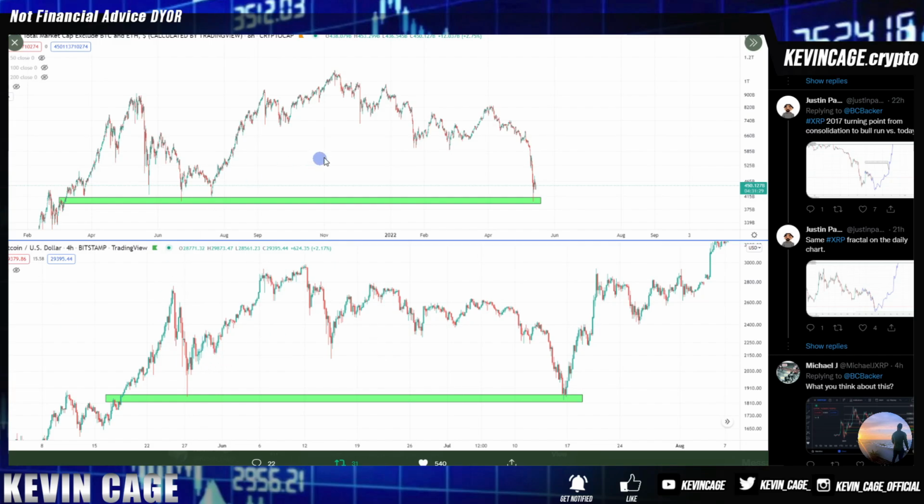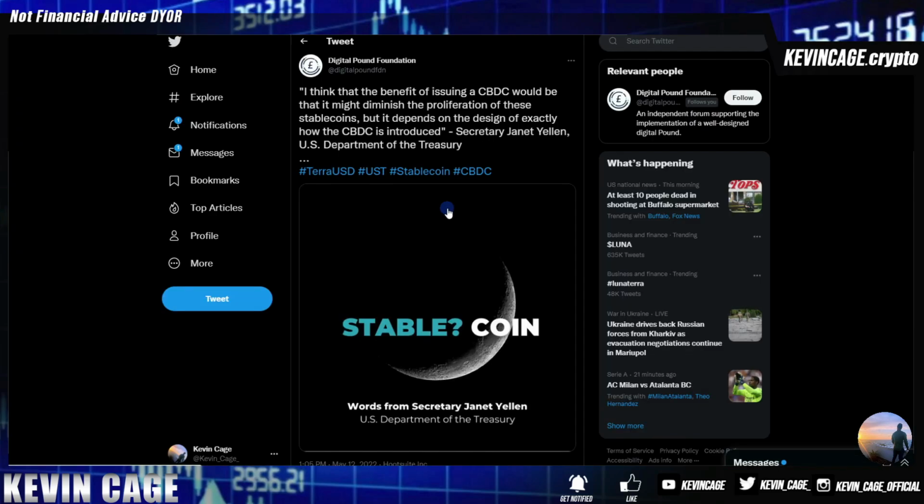This is a 4-hour time frame versus the 8-hour time frame, but you can see that we come back to touch this zone. I would love nothing more than this to actually be our official bottom for the crypto altcoin market. Next up, from the Digital Pound Foundation.